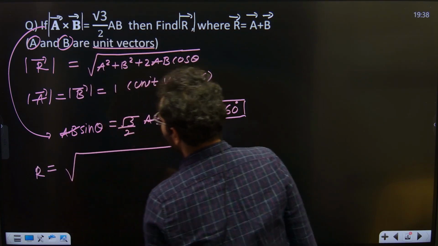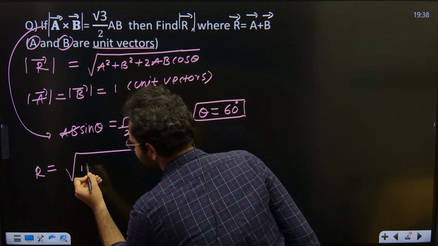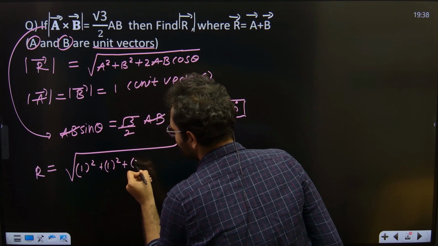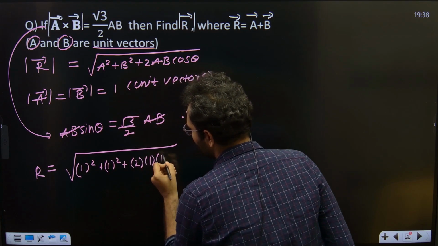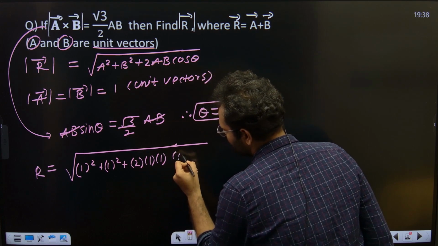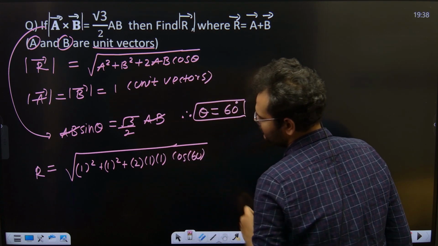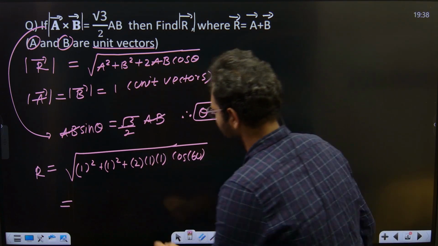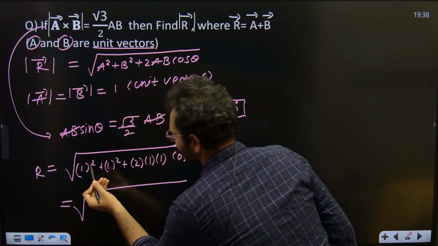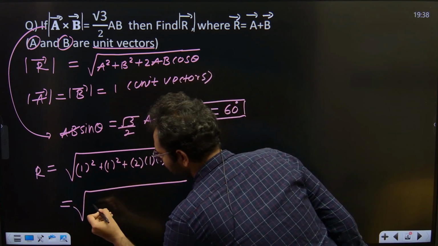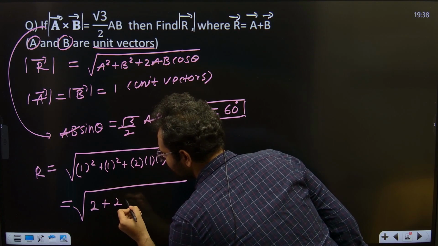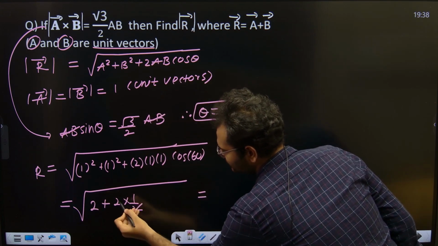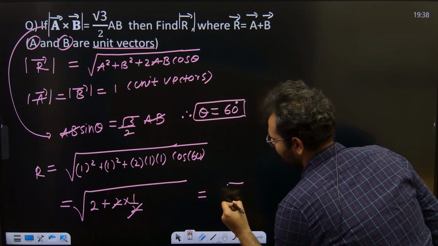Under root of, let us write a square plus b square, that is 1 square plus 1 square plus 2 times 1 into 1 into cos of 60. How much is this? So under root of 1 plus 1, 2. Okay. So 2 plus what is value of cos 60? 1/2. So this is nothing but how much? 2 cancelled. Under root of 3.